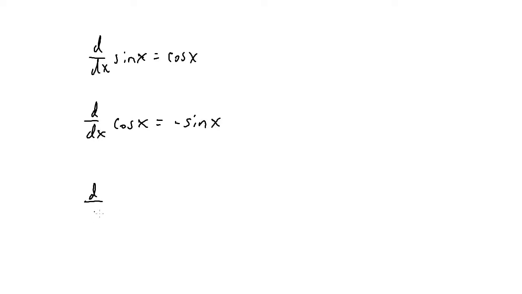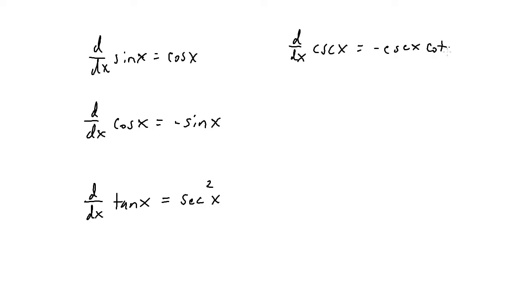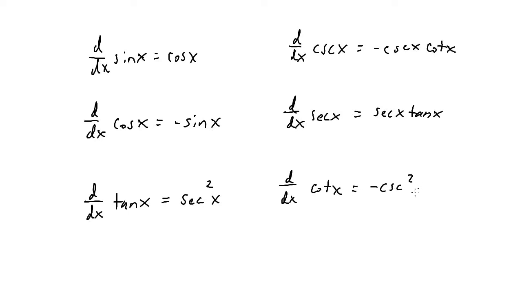Now the next one is the derivative of tangent x. And the derivative of tangent x is going to be secant squared of x. And then we have the derivative of cosecant x. The derivative is going to be equal to negative cosecant x cotangent x. Then we have the derivative of secant x. The derivative of secant x is going to be secant x times tangent x. And then finally we have the derivative of cotangent x. And the derivative of cotangent x is going to be equal to negative cosecant squared of x.